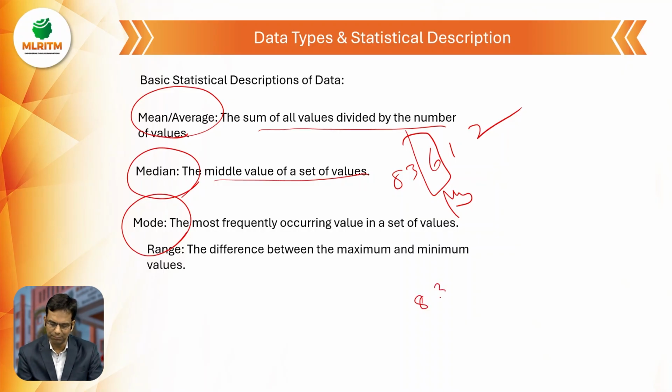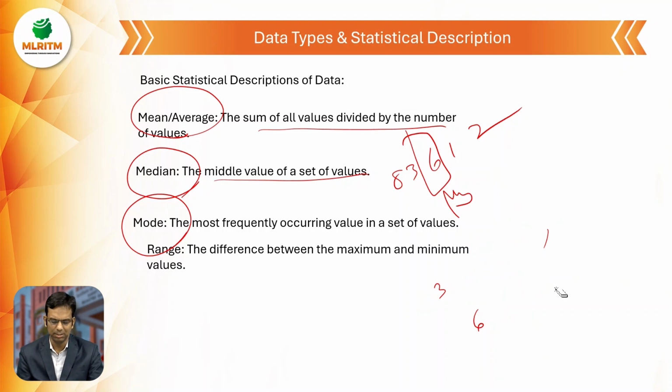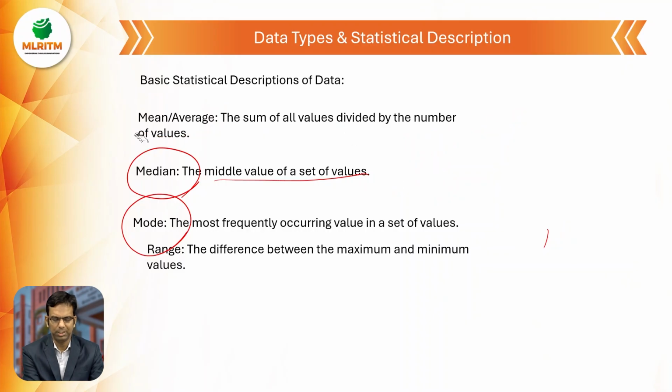While you are representing the set of values, which value is most frequently occurring? 6 is most frequently occurring, 2 is most frequently occurring, and 1 is most frequently occurring. So we'll write it like this: 6, 1, 2. What is this? The representation of the most frequently occurring values. Whenever you write a set of values, a particular value which is frequently repeated is called the mode. That's the meaning of mode.